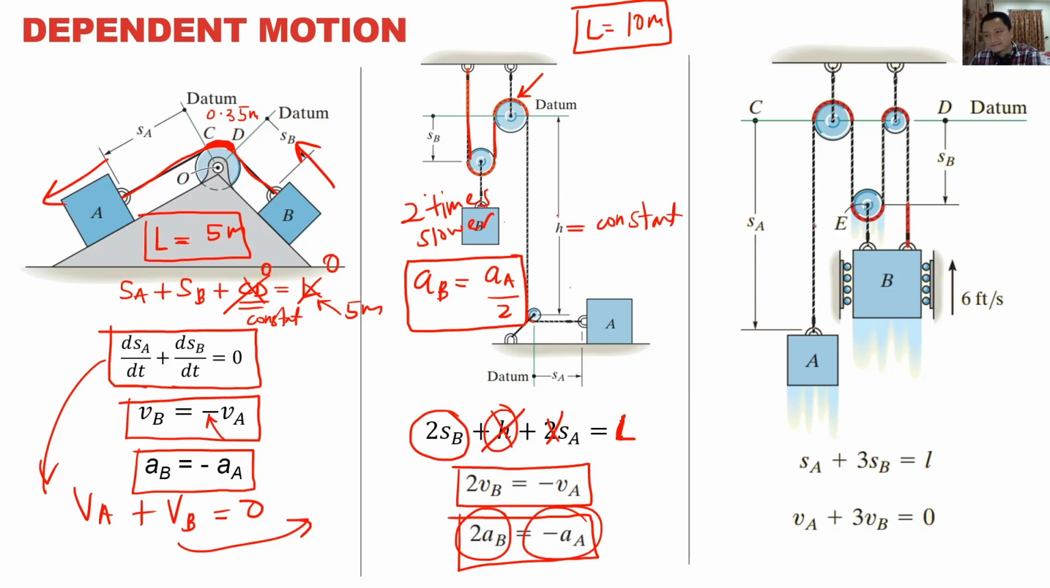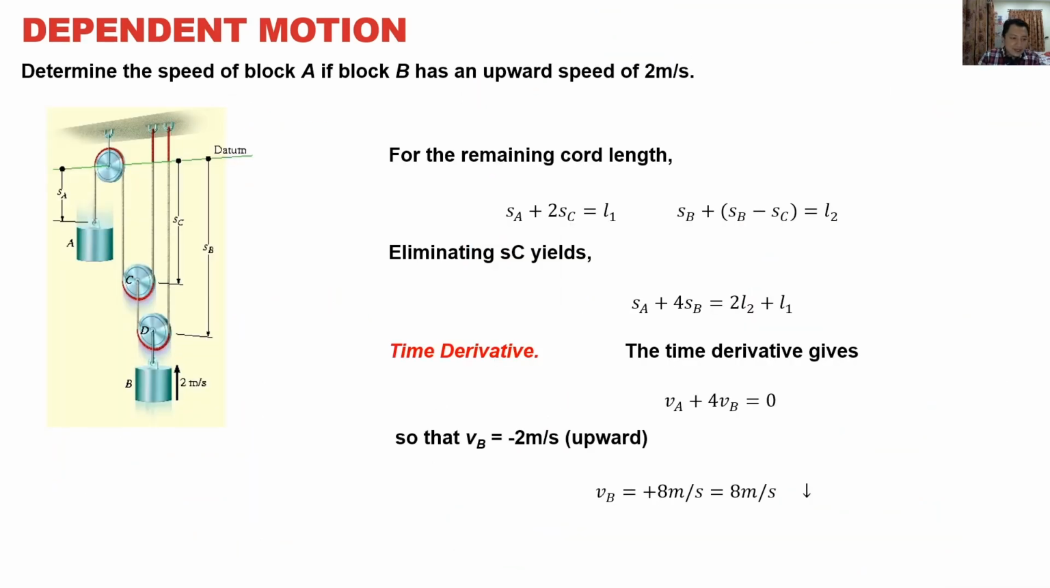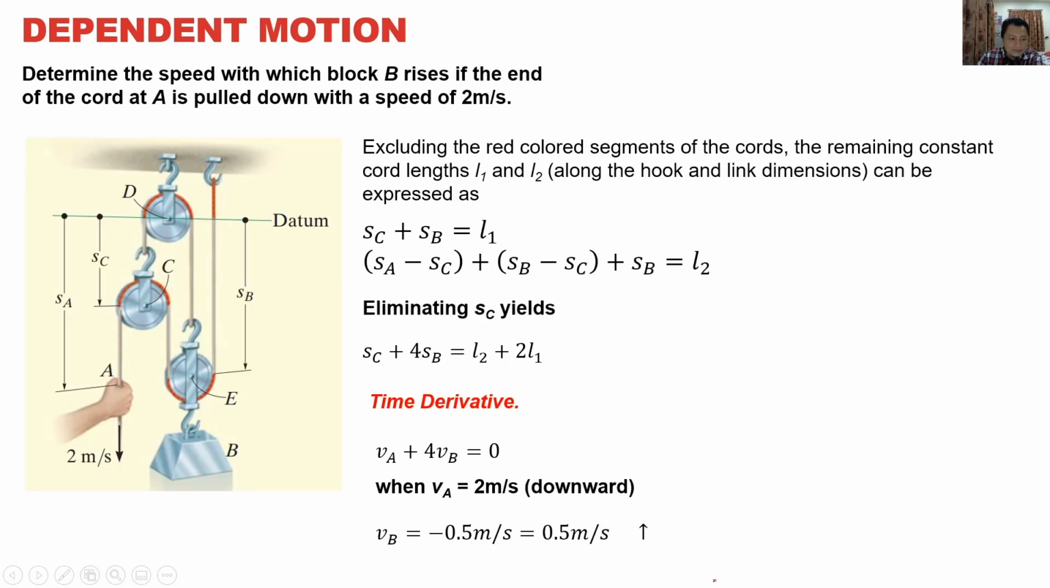So look at this, the last one. If you look at the last one, again, find the length. Length equals what? Oh, of course, you have to determine the datum first. The length is SA plus, this is constant so not included, constant not included, constant not included, this also constant not included. So length equals SA plus 3SB. VA plus 3VB. And AA plus 3AB. These are the ratios. So this is what we call dependent motion. You can look at more complicated examples where you have a lot more cables. Study this one, study this one, even this one also study when you have a lot more cables.